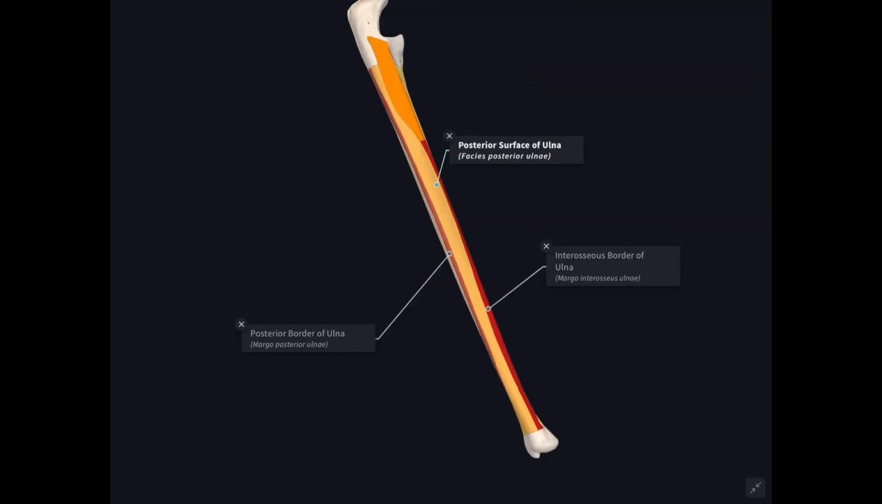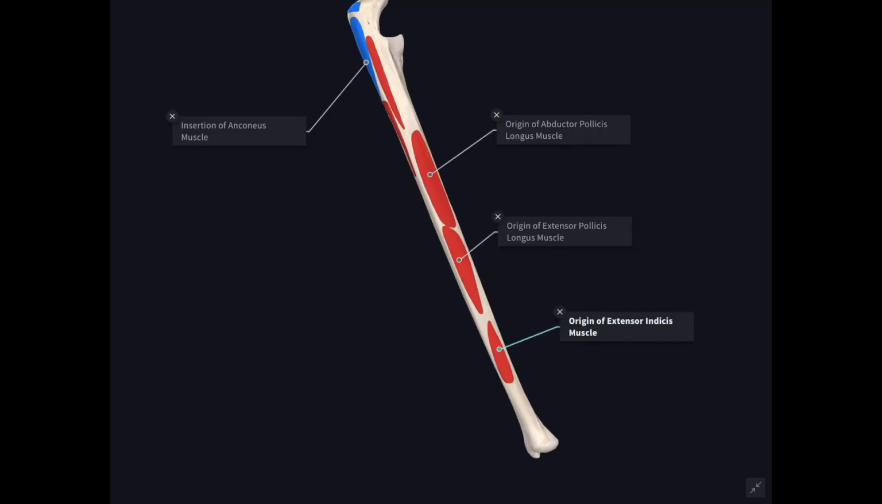Next we'll see about the posterior surface. The posterior surface intervenes between the posterior border and the interosseous border. An oblique ridge extending from the junction of the upper 1/4 and the lower 3/4 of the posterior border to the posterior lip of the radial notch of the ulna divides the posterior surface into an upper area and a lower area. The upper area, together with the lateral surface of the olecranon process, receives the insertion of the anconeus muscle.